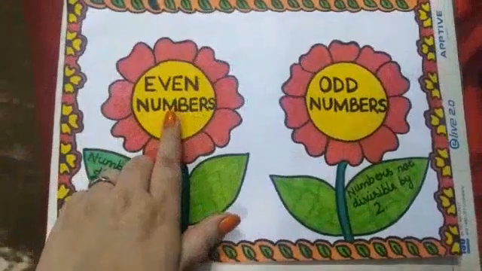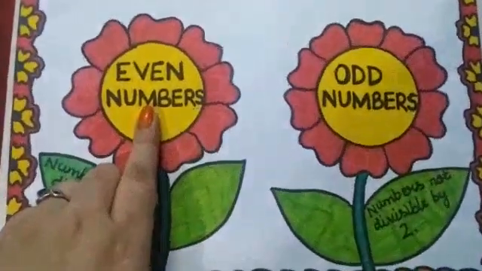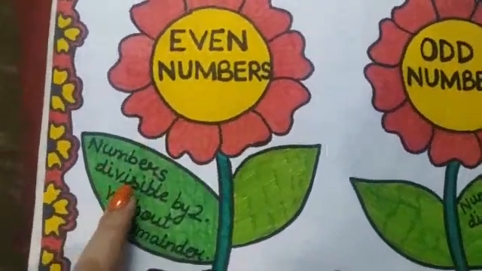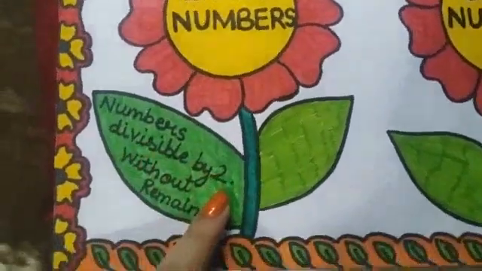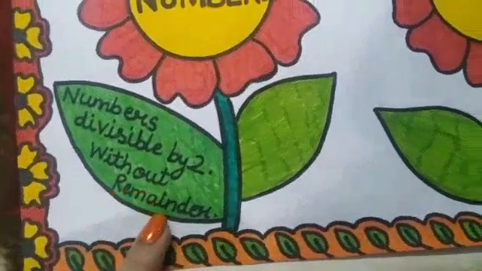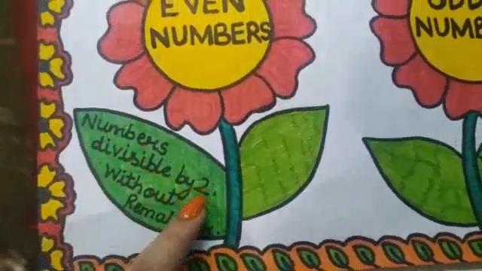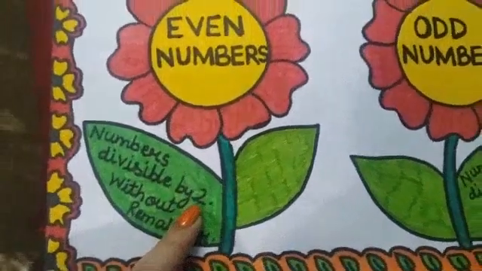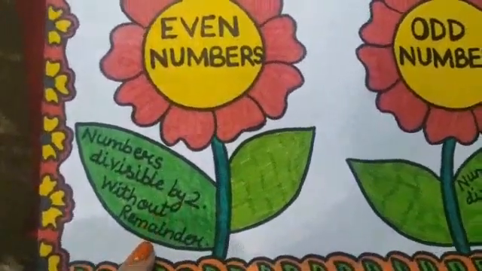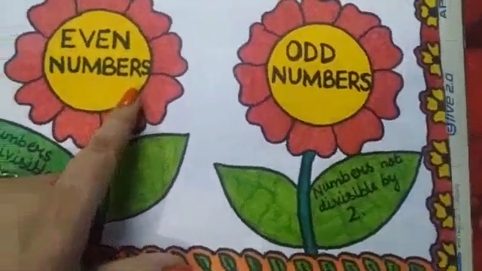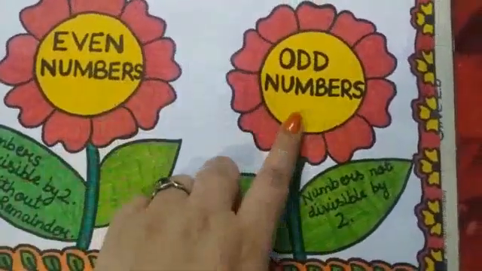Now first, even numbers. What are even numbers? Even numbers are the numbers which are divisible by 2 without remainder. The numbers which can be divided by 2 without leaving any remainder are even numbers.